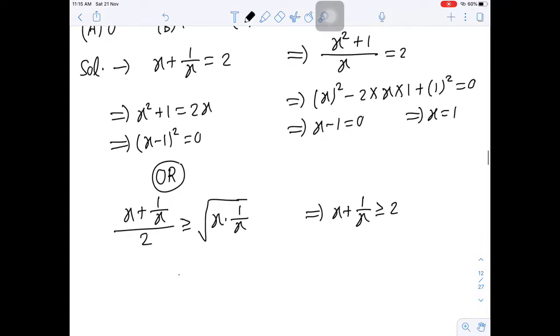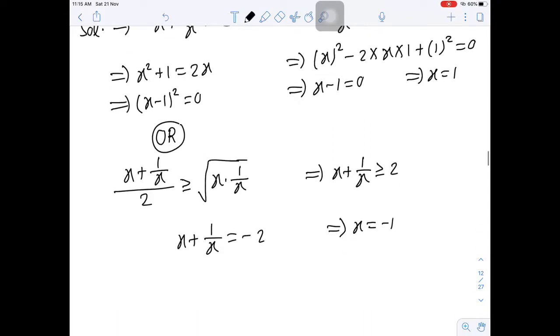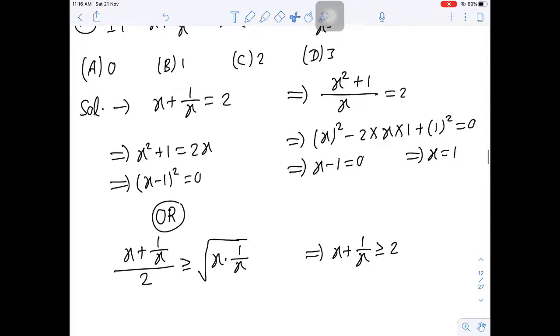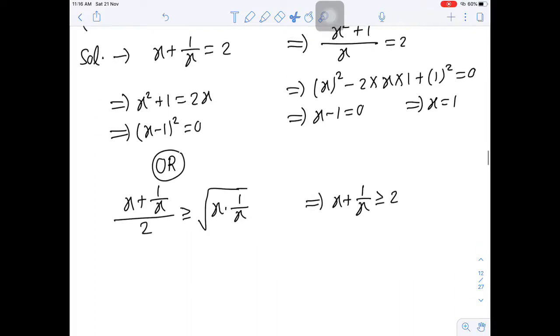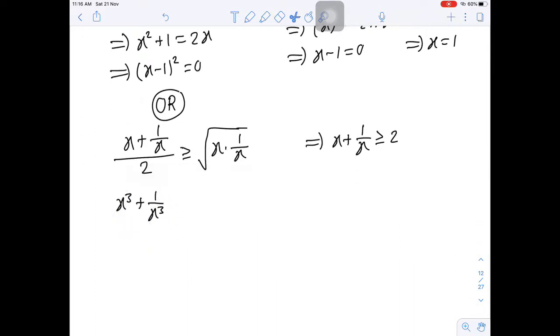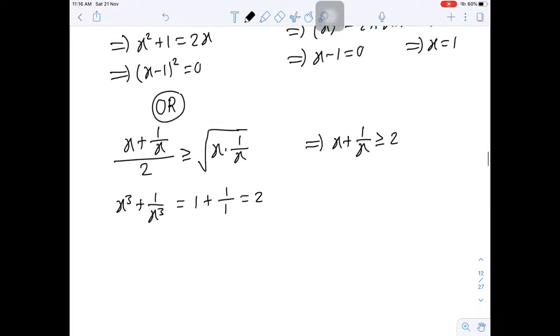Okay guys, similarly, in some other questions, if you have x plus 1 by x equal to minus 2, you must remember that you will get x equal to minus 1 here. Or you can also think, when you have x plus 1 by x equal to 2, 2 can be written as 1 plus 1 by 1. So just by comparing, you will get x equal to 1. Once this is done, you can substitute x equal to 1 here. So the answer would be 2, option C. When you substitute x equal to 1, 1 cube is 1, and 1 by 1 cube is 1. 1 plus 1 is 2. So option C is 2.